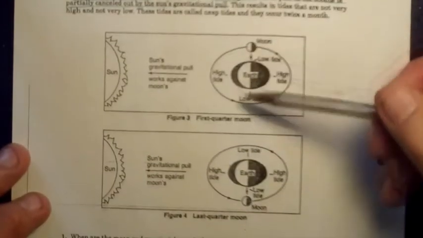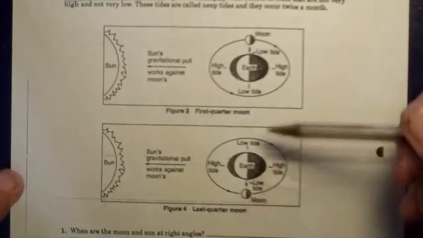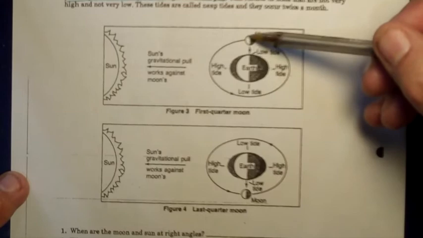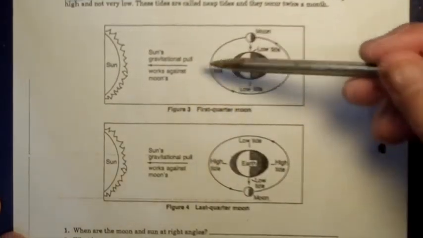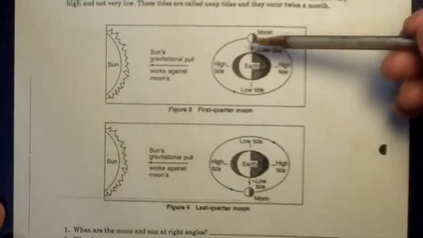In diagram number 1 and in diagram number 2, we see that during the first quarter and last quarter moons, the moon is pulling on the Earth in this direction. In the first quarter moon phase and last quarter moon phase, we see that the sun is pulling in this direction and the moon is pulling in this direction. And the results for these phases are going to be that when the moon and the sun are in right angles to each other, they're actually going to be working against each other. So the moon is going to try to pull up the Earth's tide, and the sun's going to be trying to pull up the Earth's ocean. So the moon and the sun are working against each other.